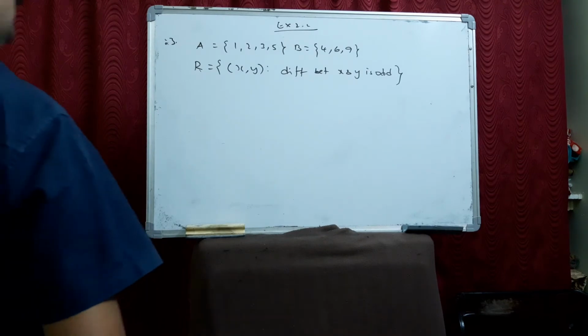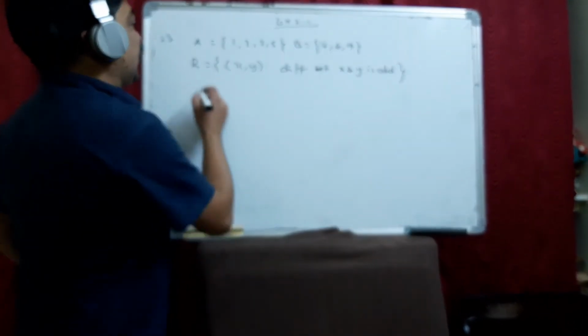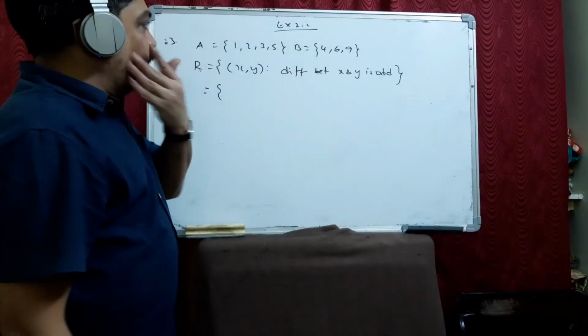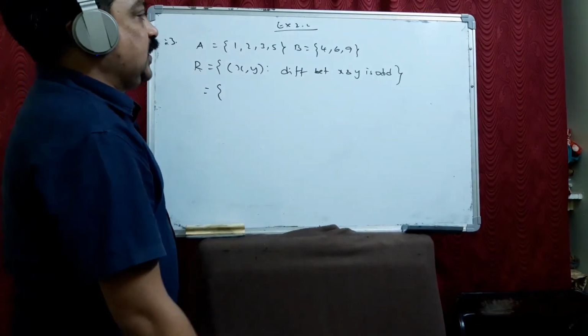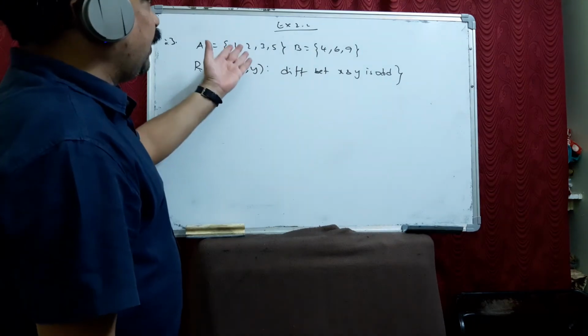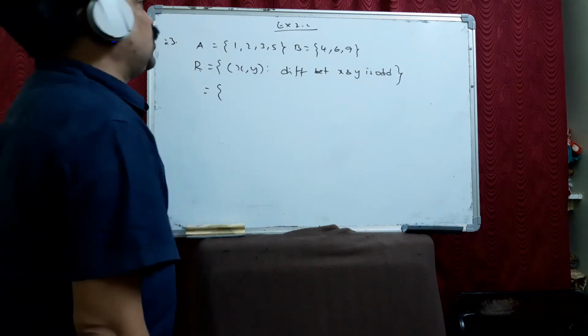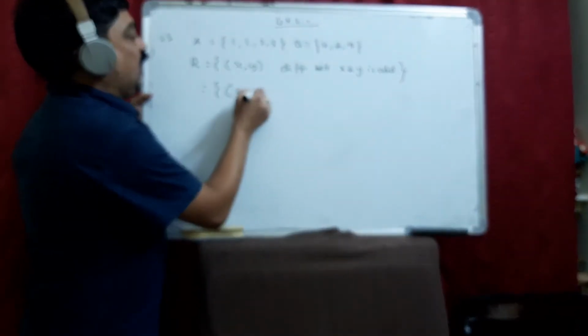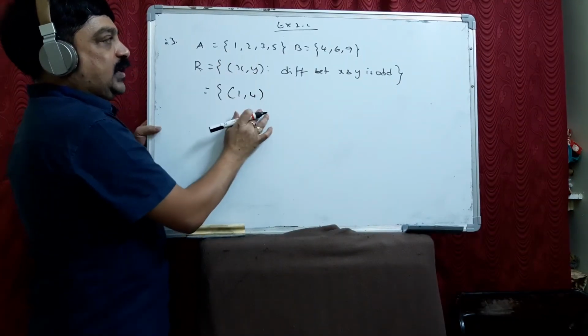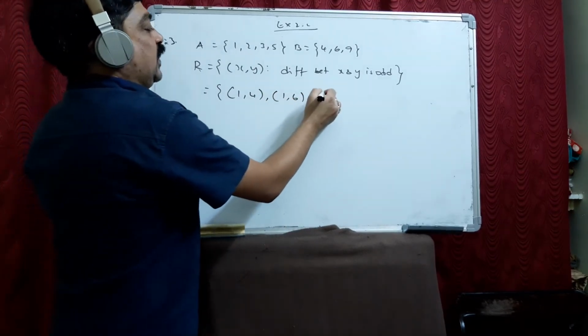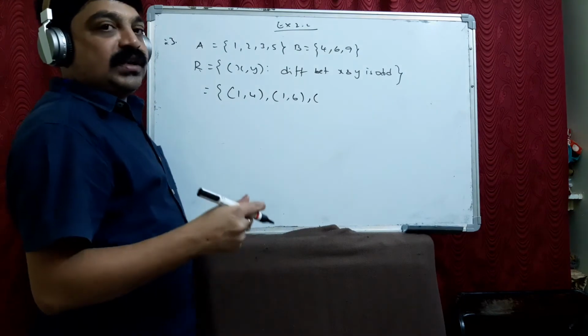See, here we are asked to write a relation. Set-builder form is given and you are asked to write it in roster form. A and B are different sets, and choose X from the first set A and Y from the second set B, such that the difference between X and Y is odd. That means I can take (1, 4) because the difference is 3, and I can also take (1, 6), difference is 5. I can't take (1, 9) because the difference is 8.